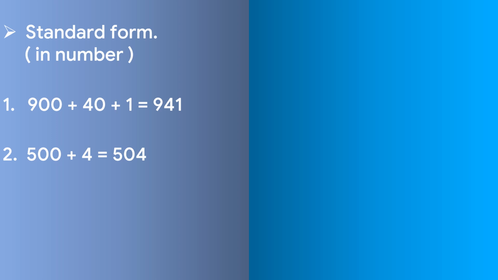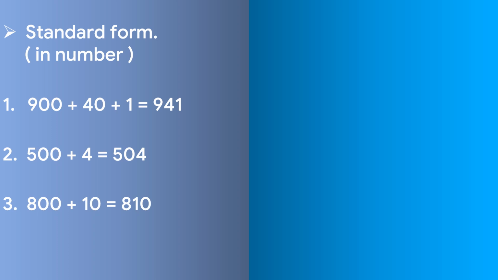Your another one is 500 plus 4. Now 5 is in the place of hundreds, that's why you have to write first 5. Then in the place of tens, nothing is there. So what do you have to do? You have to just put 0 in the tens place and then 4 in the ones place. So the standard form of 500 plus 4 is 504.